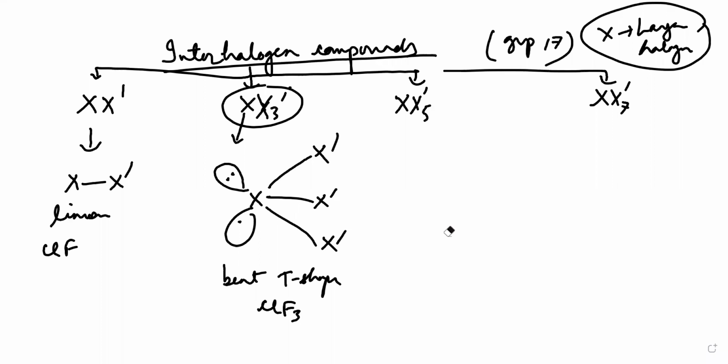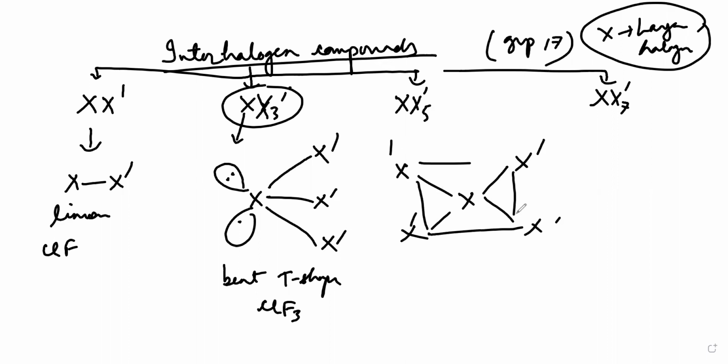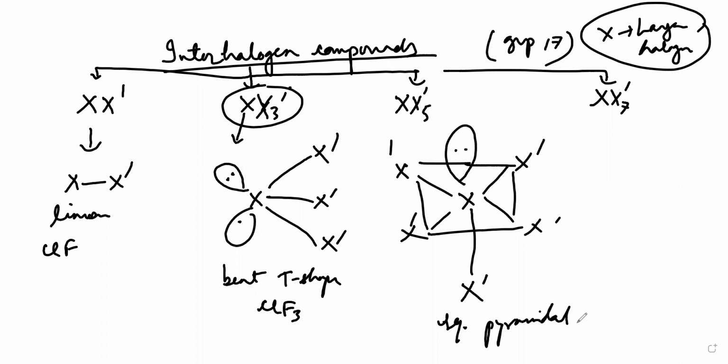Next is XX'5. For XX'5, we make a square with X' at the corners and join them. So this is a square with four X', and another X' is present above or below. But the central atom contains one lone pair. It should be octahedral, but due to the presence of the lone pair it becomes square pyramidal. An example is BrF5.